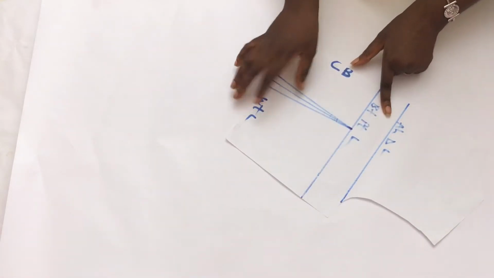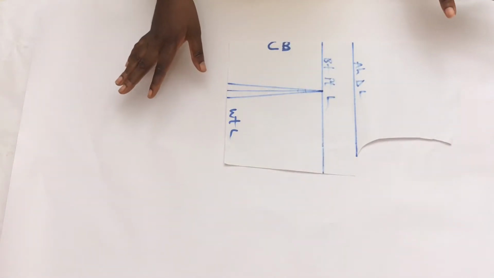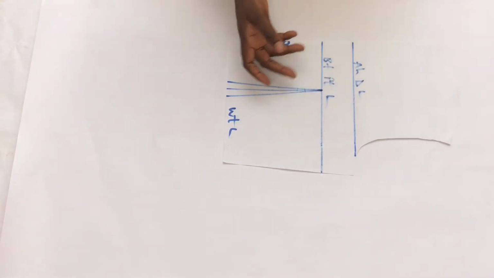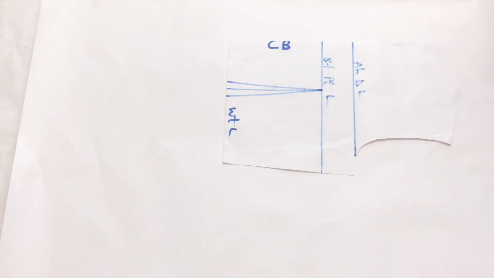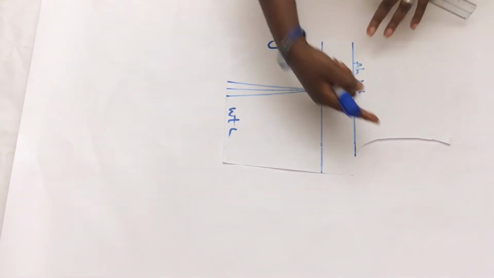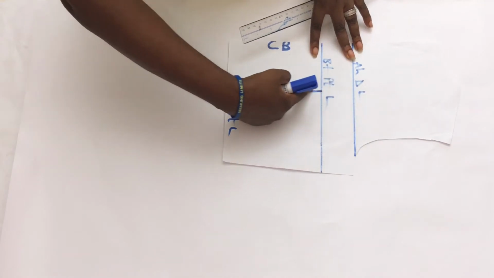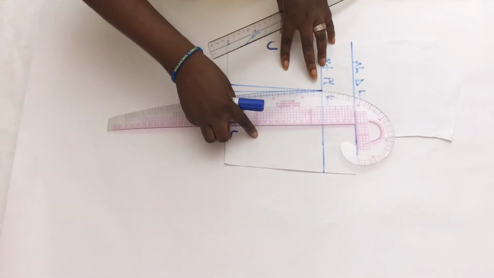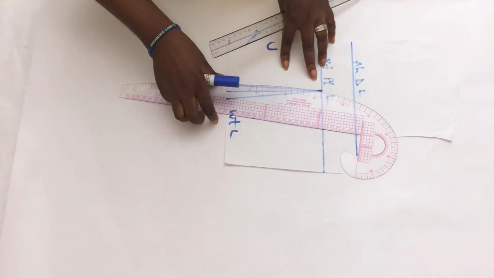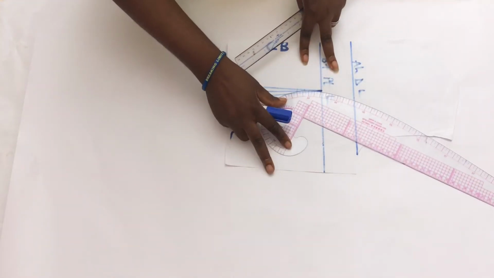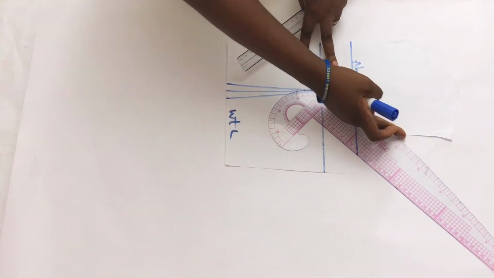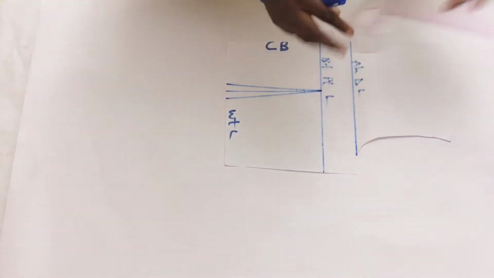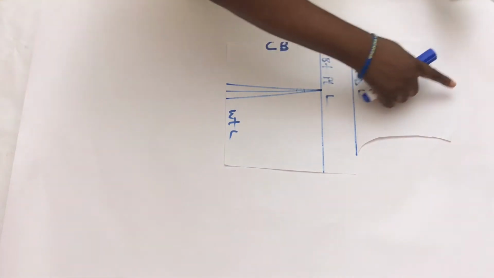You can have your back just like this with your darts, but if you want a princess line at the back, then you turn it into a princess line. You either have your princess line from the armhole or from the shoulder. So you locate the middle of your armhole and place your French curve. Then you draw it this way, so it comes from the armhole. If you want it from the shoulder, which is the one I'm going to be using, you get the middle of your shoulder.